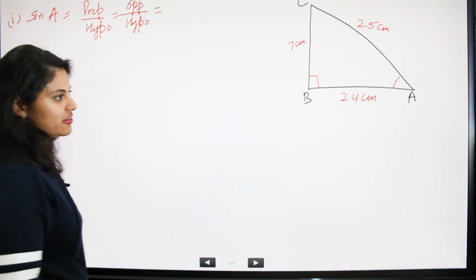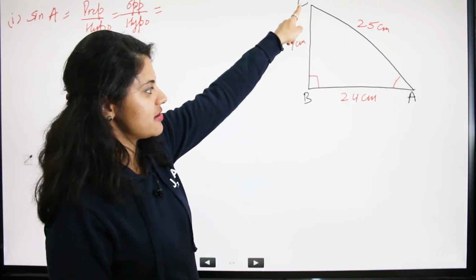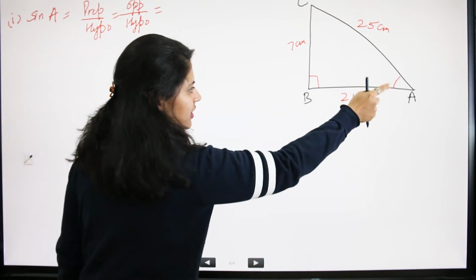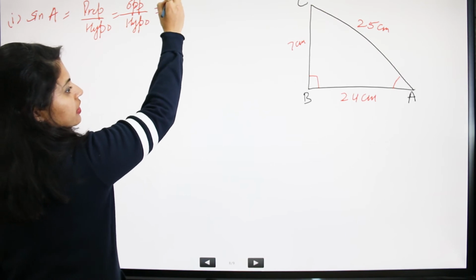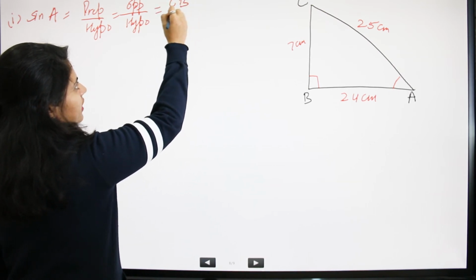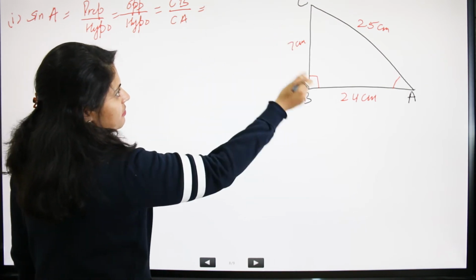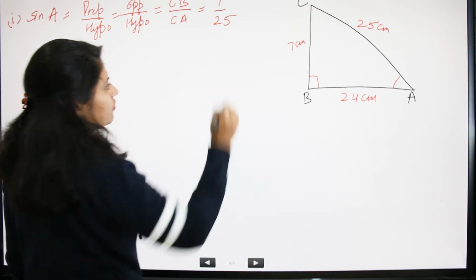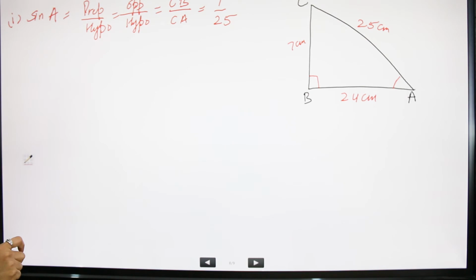So this is the angle, and the opposite side to this one is CB. So you're going to write for this one, this is the angle, this will be the perpendicular, which is equal to CB or BC, it's one and the same thing, divided by CA, which is the longest side. CB is 7, CA is 25. So 7 over 25 is the value of sine A, which we are supposed to find in here.